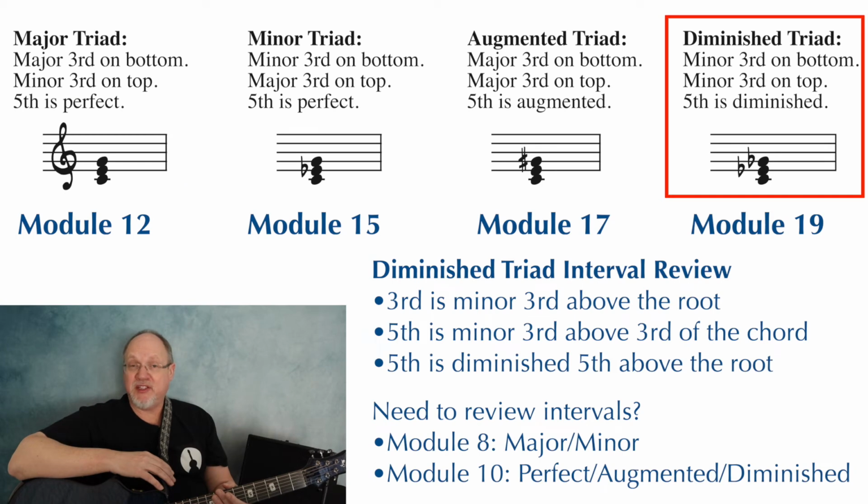And you learned about diminished triads in Module 19. A diminished triad has two minor thirds. The distance from the root to the third of the chord is a minor third. The distance from the third of the chord to the fifth of the chord is also a minor third, and the distance from the root to the fifth of the chord is a diminished fifth.